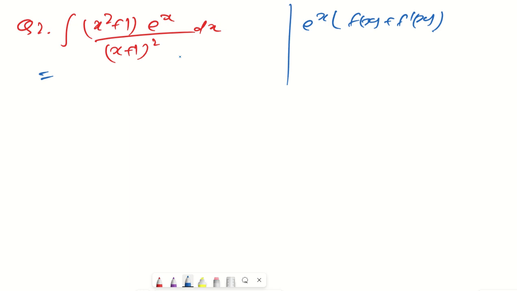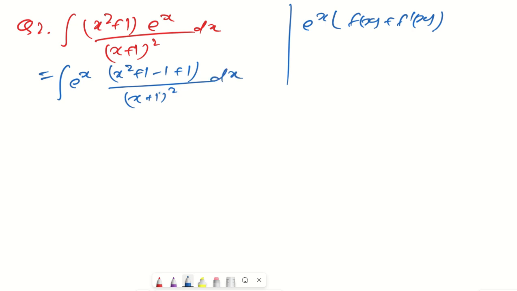Let us say, what we can do here is the integral of e to the power x. Since it is x plus 1 whole square, I can write this as x square plus 1 minus 1 plus 1. I'm just going to add and subtract 1. I'll tell you what we are going to achieve here. I can see that it can be written as (x square minus 1) by (x plus 1) whole square plus 2 by (x plus 1) whole square.